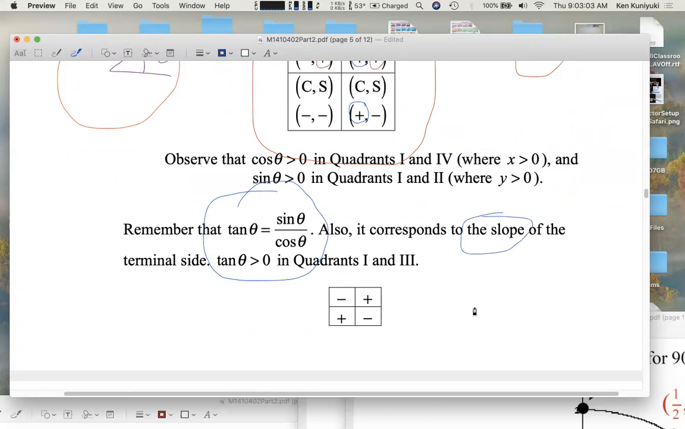In what two quadrants will slope be positive if you consider lines through the origin? Well, in quadrant 1 and quadrant 3. And tangent is negative in the other two quadrants, 2 and 4.